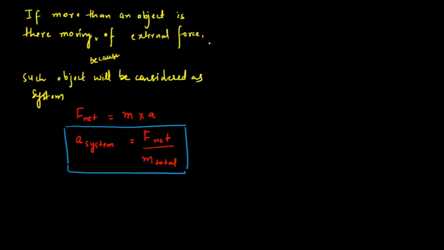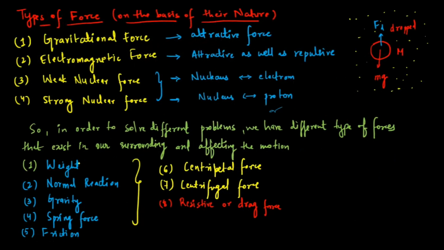So we already discussed how vectors can be resolved in all the directions. Whatever forces are there in the system, resolving them will ultimately give us the net force. If you remember, we talked about types of forces: weight, normal reaction, gravity, spring force, friction, centripetal force, centrifugal force, and sometimes resistive and drag force.